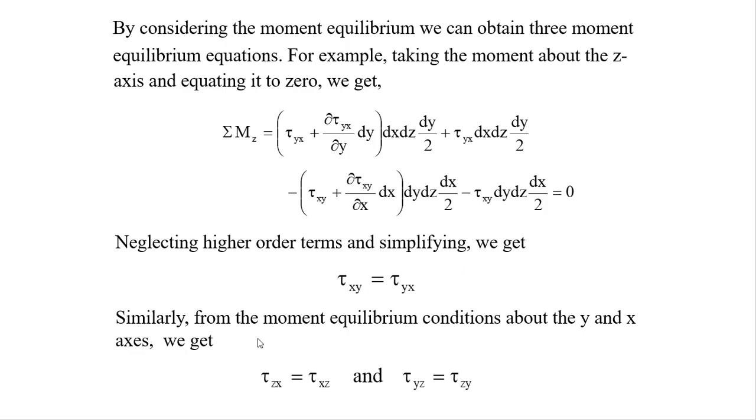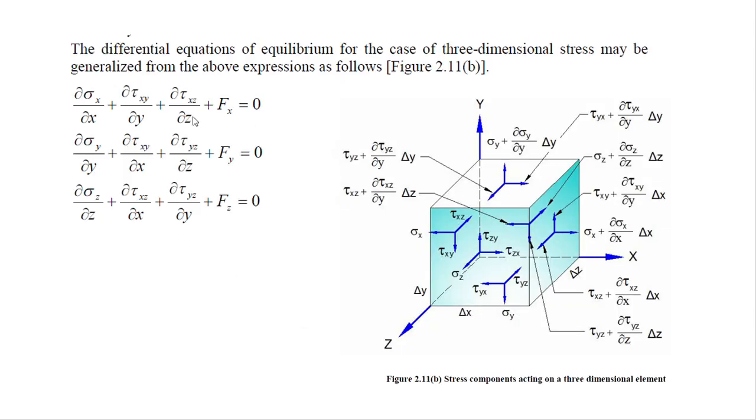Similarly, if you solve using the other two moment equilibrium equations, you can get the equations like this: tau zx is equal to tau xz and tau yz is equal to tau zy. These all are the three-dimensional equilibrium differential equations.